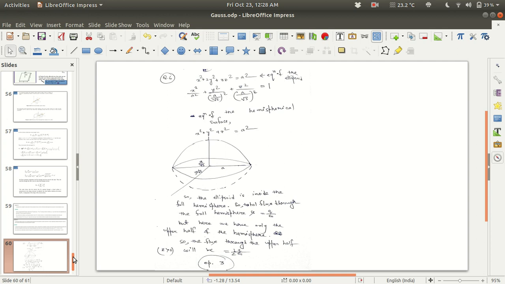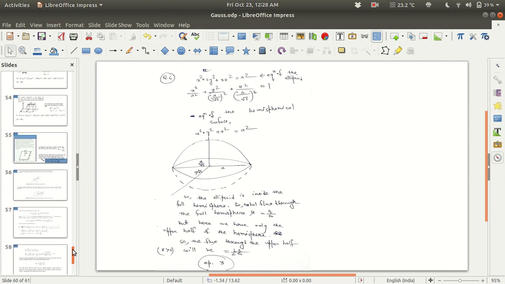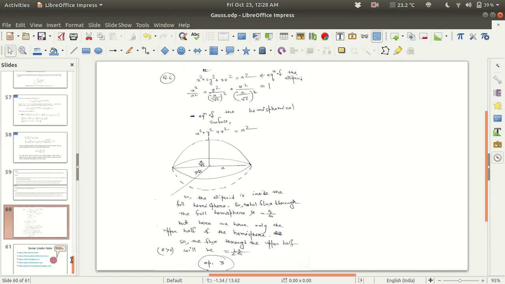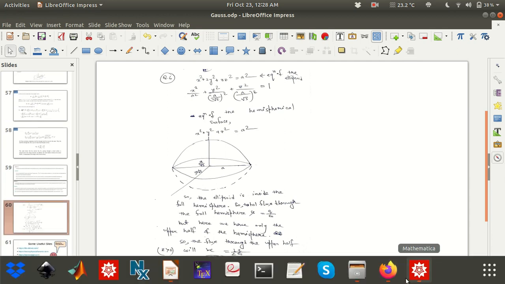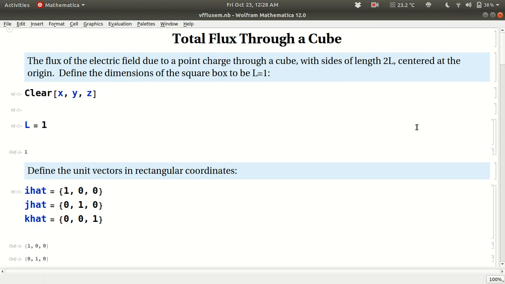Now in the last part of this lecture, I'm going to talk about the coding of these flux rules. I will show you how to calculate the flux through a cube when the charge is placed at the center of the cube, and you can generalize it to other cases. So let's have a look at the cube. Here we need to calculate the flux of the electric field due to a point charge through a cube with side 2L.